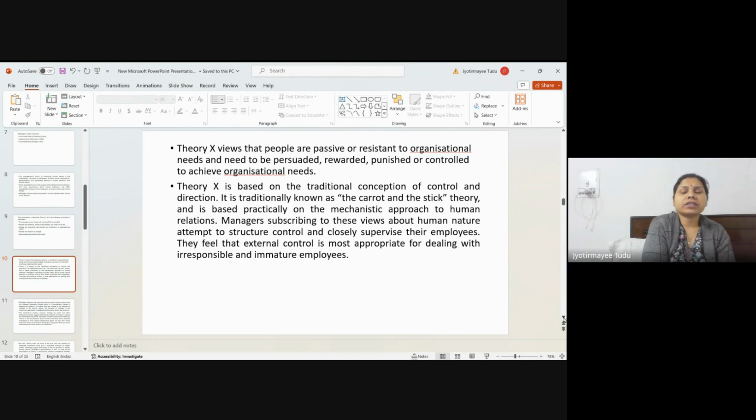Then managers subscribing to these views about human nature attempt to structure control and closely supervise their employees. Okay, so here the most important thing is that management needs to learn all these things earlier so that it could have control over the employees of the concerned organization. And by getting those kinds of insight, the management would be in a condition to supervise them properly. So they feel that external control is most appropriate for dealing with irresponsible and immature employees. Okay, so they essentially do not have any faith in the employees themselves, that by his own he would be able to do the work in time.